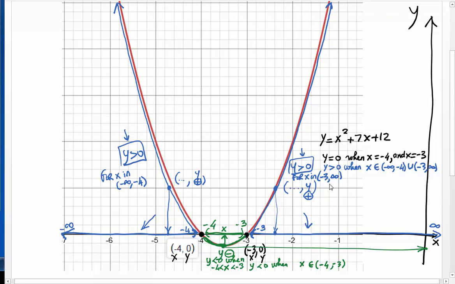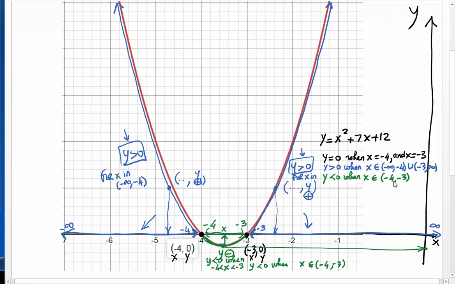So let me write that. That's one more thing we have. And let's see. That y is negative when x is an element of, on the interval you could say, -4, -3.